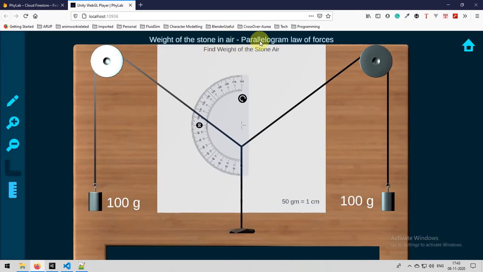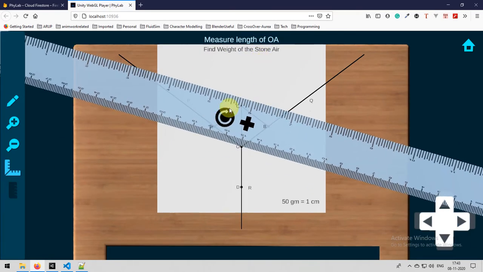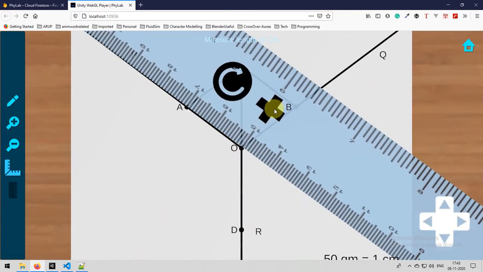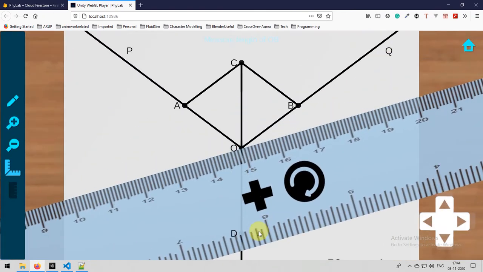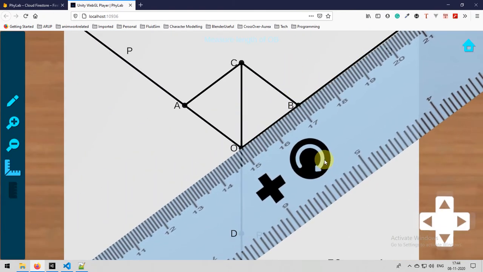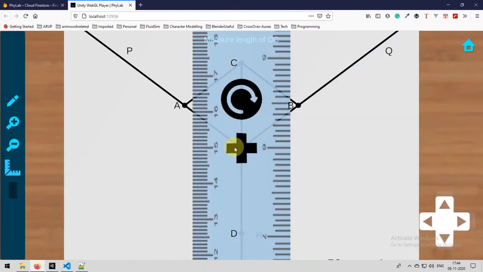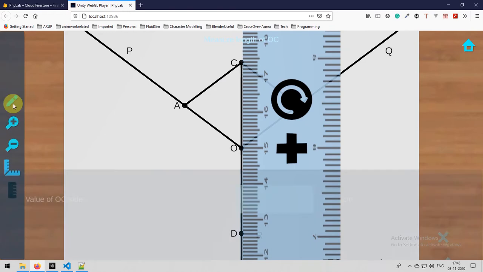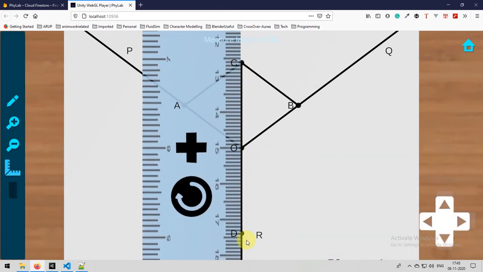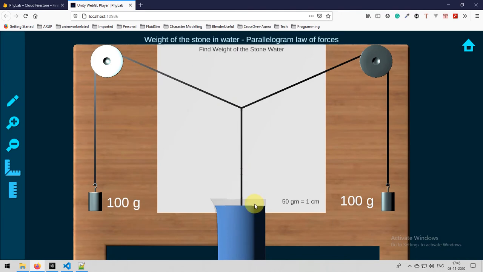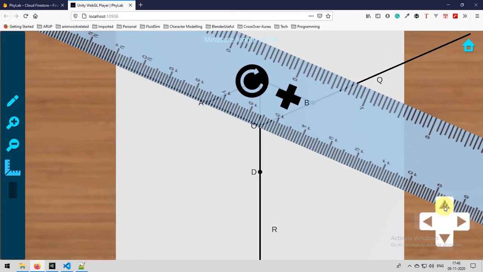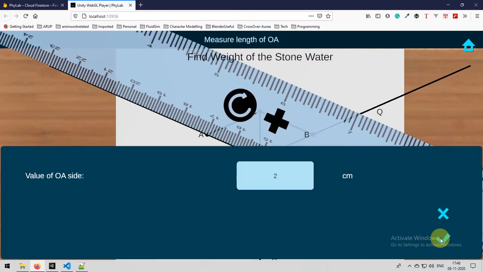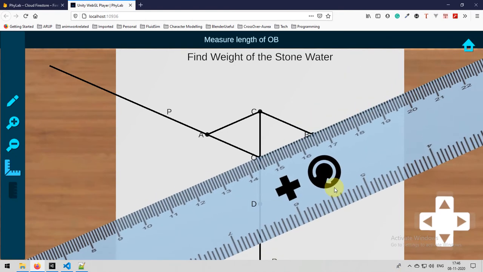The same experiment I will be performing with the stone. I will place the stone and then measure all the OA, OB, OC, OD lengths using the stone. And once everything is done, I will measure for the stone in the water. The same observation I will do for the stone in the water, like only water and then stone in the water. I will measure everything, all the 4 values, 4 adjacent sides like OA, OB, OC and OD.